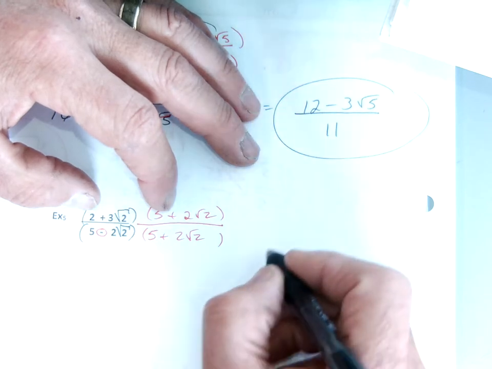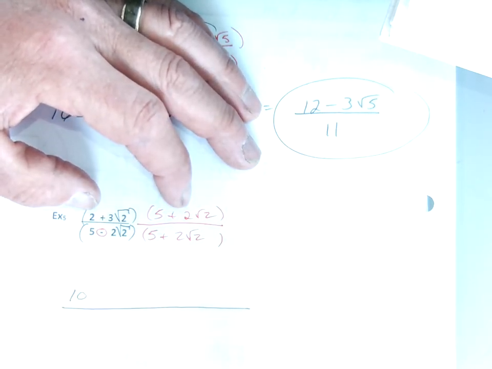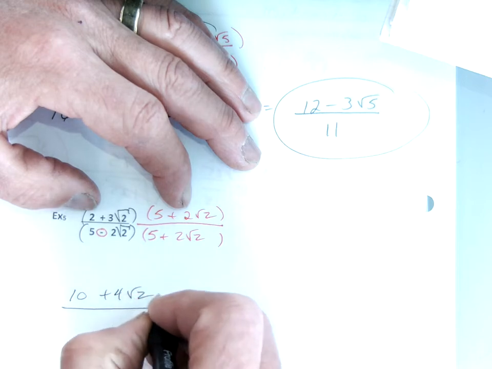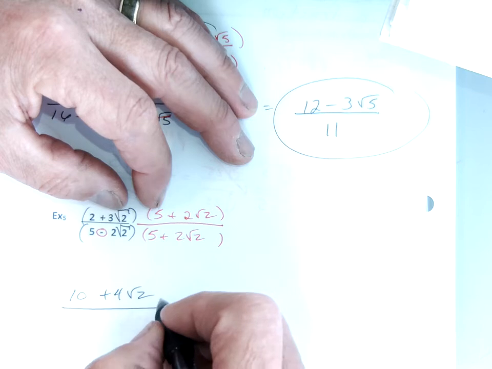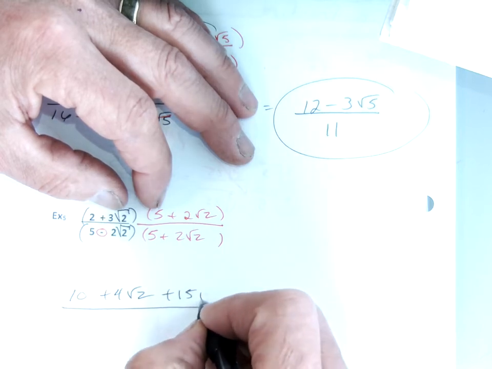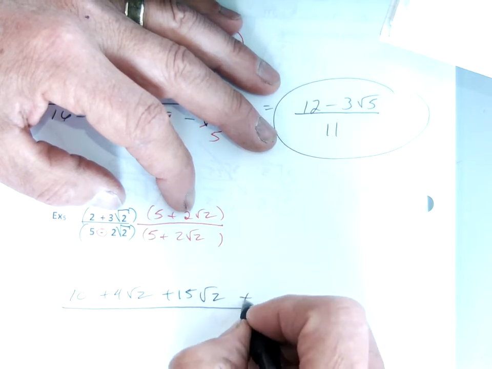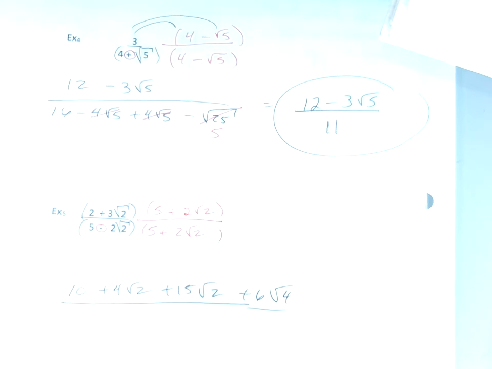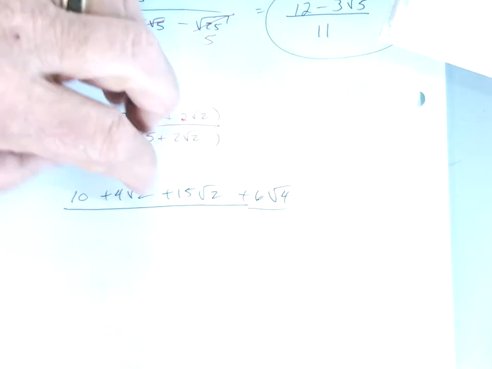2 times 5 is 10. 2 times 2 times 2 square roots of 2 is going to be a positive 4 square roots of 2. 3 square roots of 2 times 5 is a positive 15 square roots of 2. And 2 times 3 is 6 times the square root of 4. Okay, I've just done the top or the numerator. Okay, I'm going to do the denominator here next.